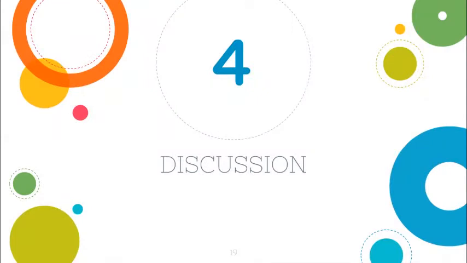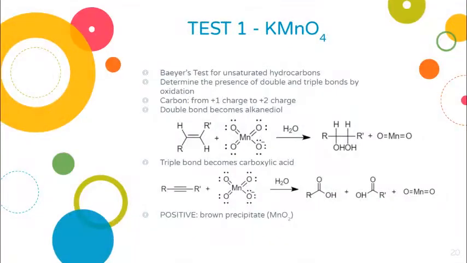Moving forward to the discussion. Baeyer's test for unsaturated hydrocarbons is used to determine the presence of carbon-carbon double and triple bonds, given that these bonds are not within an aromatic ring. It can also be used to determine the presence of functional groups such as aldehydes and some alcohols which can be oxidized. The test utilizes a dilute potassium permanganate solution to oxidize a double or triple bond.